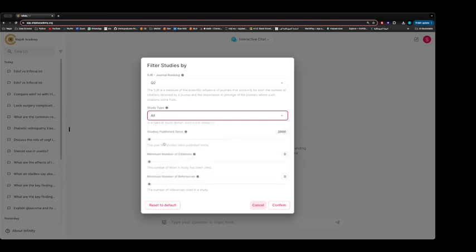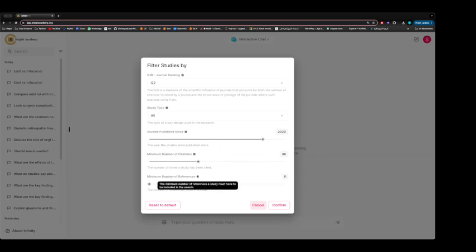The third one we can also filter by is the year the study was published. So this is the year since. When is the start year? If we select, let's say, 2022, it means it's going to go from 2022 up until 2024, including 2022. And then we have the minimum number of citations. We can select all the way up to 100, and the references as well.